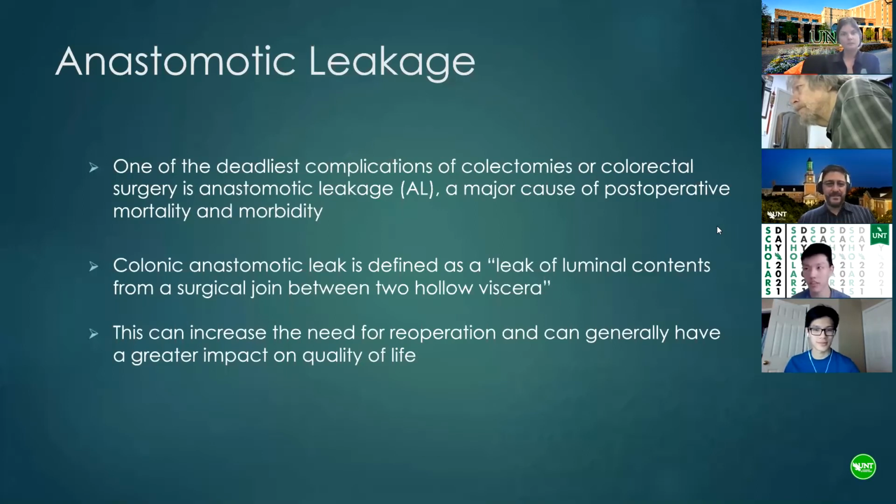So anastomotic leakage is defined as a leak of luminal contents from a surgical joint between two hollow viscera. This is widely considered one of the deadliest complications of colectomies and colorectal surgeries, as it is a major cause of postoperative mortality and morbidity, as it can increase the need for reoperation and can generally have a greater impact on the quality of life.